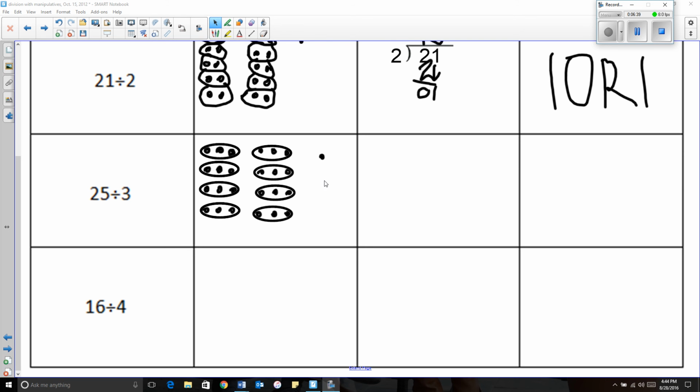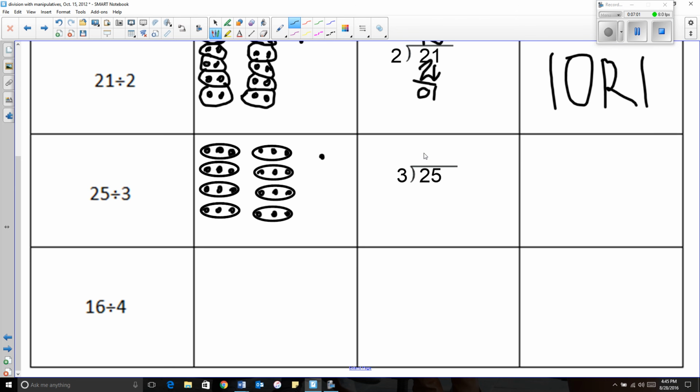Okay, so your dot picture should look something like this after you pulled out your 25 blocks and you grouped them. You should have a total of 8 groups of 3, and there should be 1 that is left out of the groups. So now pause the video, set up your long division, and see if you can do that correctly.